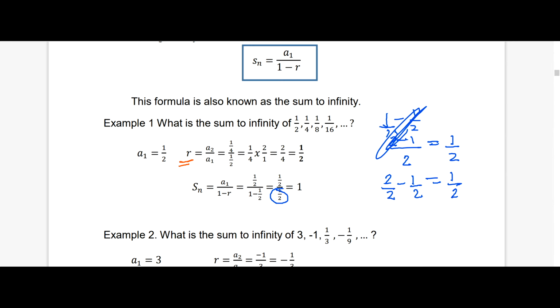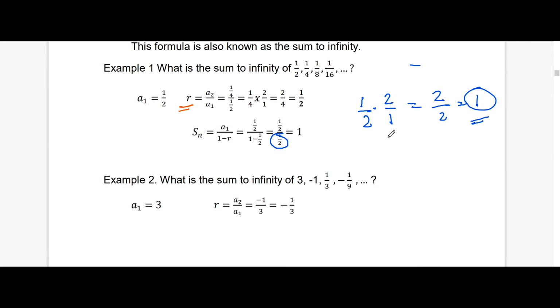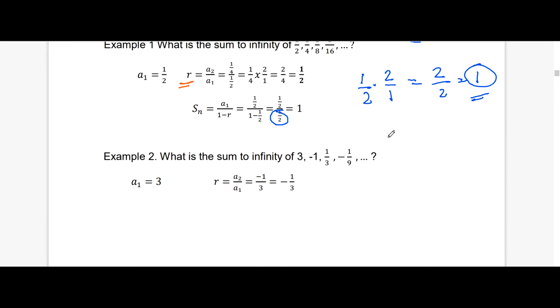Erase na natin to, para mas makita nyo. 1/2 divided by 1/2 is 1/2 times 2 over 1. So, 1 times 2 is 2. 2 times 1 is 2. The answer is 1. So, our sum is 1. Hindi laging 1 yung answer dito. You have to solve this. Okay? Next. Ito.